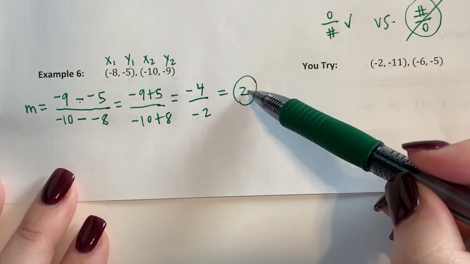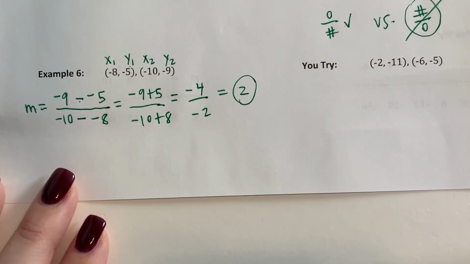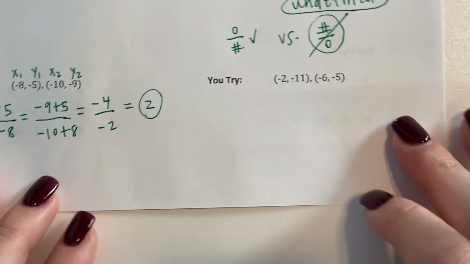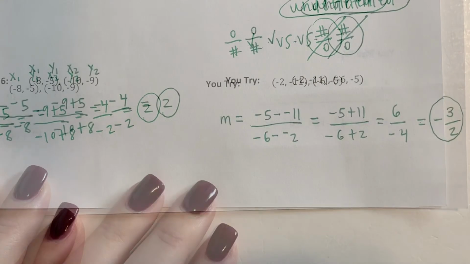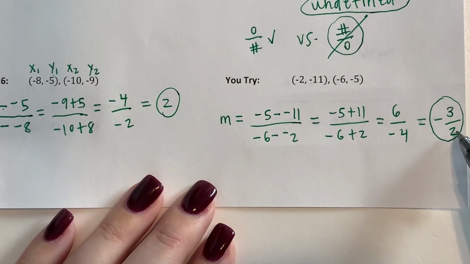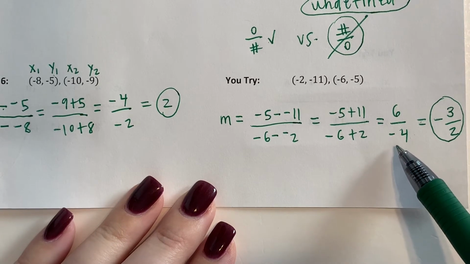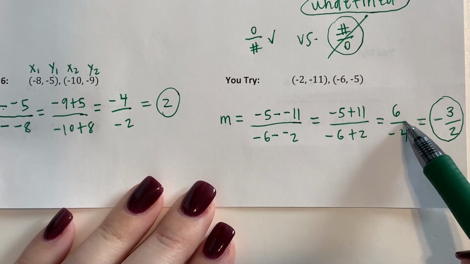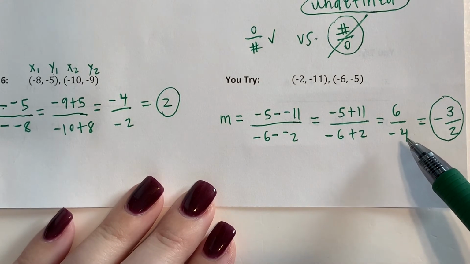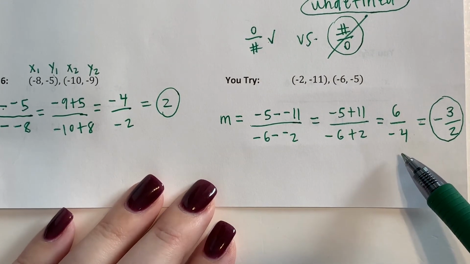Or you could also say 2 divided by 1. That would also be a correct slope. At this time, go ahead and pause the video and see what you get for this U-try. On this U-try, we actually end up getting a fraction for our slope. You probably came to this fraction, 6 divided by -4. And that's okay. We can get fractions for our slope, but we must reduce our fractions.